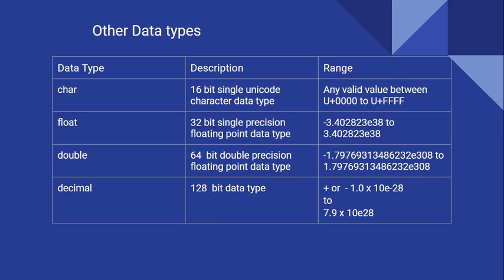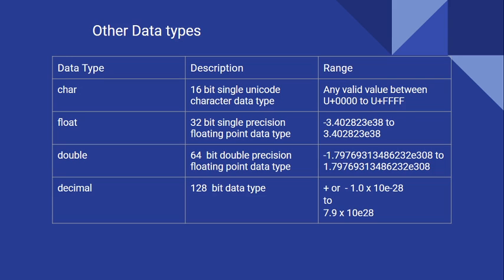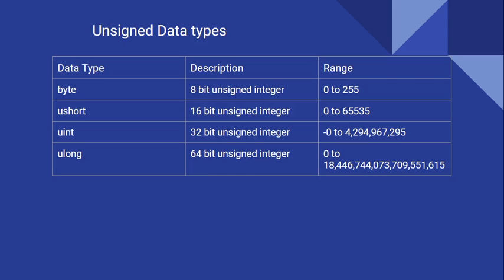So in scenarios where you want to assign a negative value to a variable, you must use a signed data type, and in cases where you want to assign only positive values, you must use unsigned data types. Here you must have noticed the range, the minimum and the maximum value that we can assign to a variable of a specific data type.